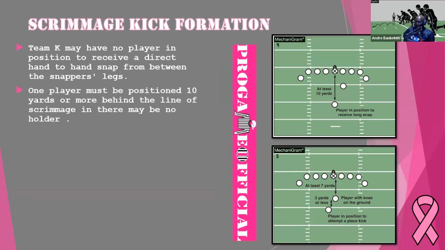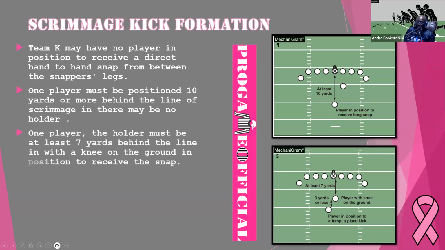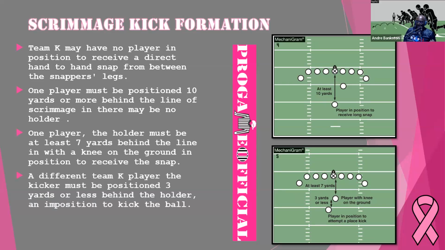One player 10 yards back from the line of scrimmage, ready to receive the snap, or one player 7 yards back with one knee on the ground, positioned to receive the snap, and then a different player 3 yards back, which is a total of 7 in position to kick the ball.